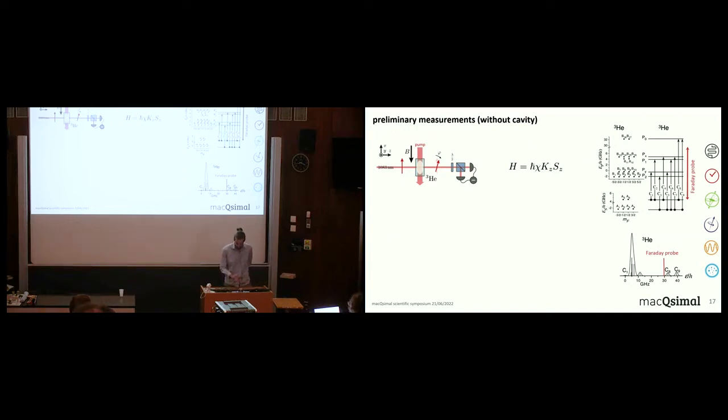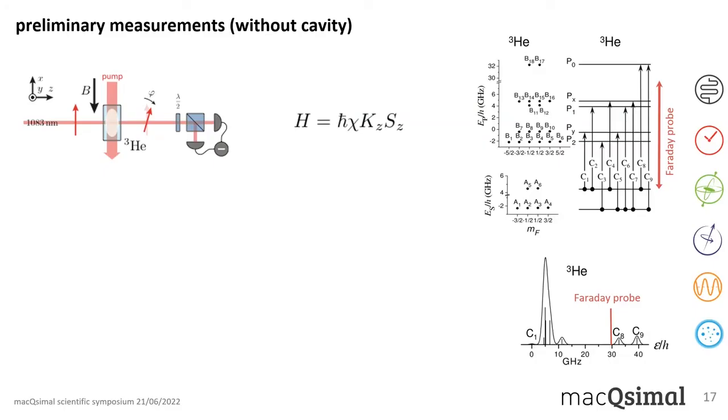So here in this spectrum, you see where the Faraday probe usually is. It's like a couple of gigahertz red detuned from the C8 transition. But of course, in these level schemes, there are many, many more transitions that have a larger detuning, but they are present. And what these transitions can lead to are these tensor interactions that I was mentioning briefly before.